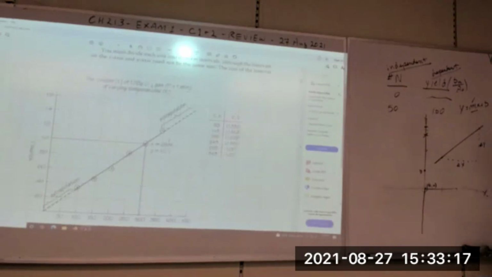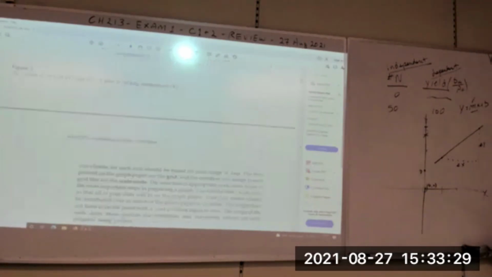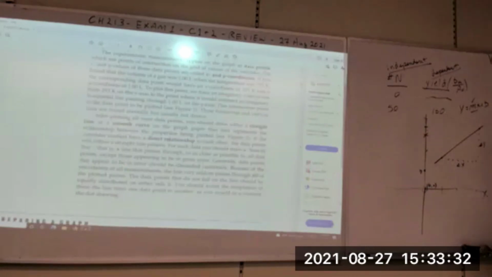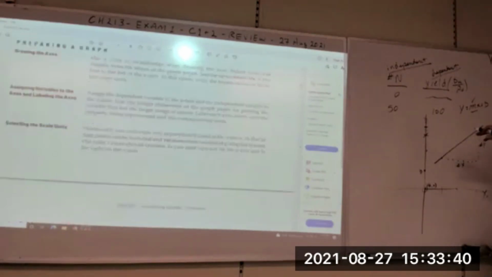Now, not every plot in the sciences is linear. We wish it were, because it's a whole lot easier to describe a straight line than it is a curve. Okay, that's a direct relationship. An inverse relationship is one that goes the other direction, like this, or even a curved line would be an inverse relation. All you need is that as x increases, y decreases, and that's true here.